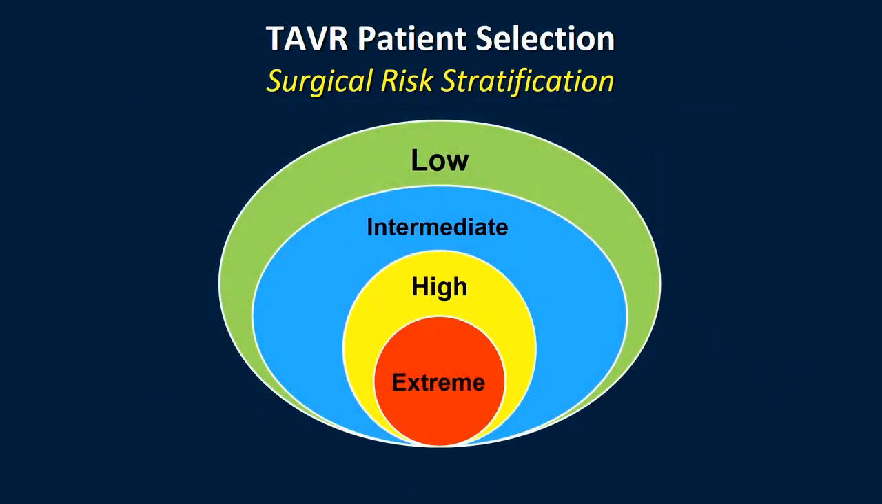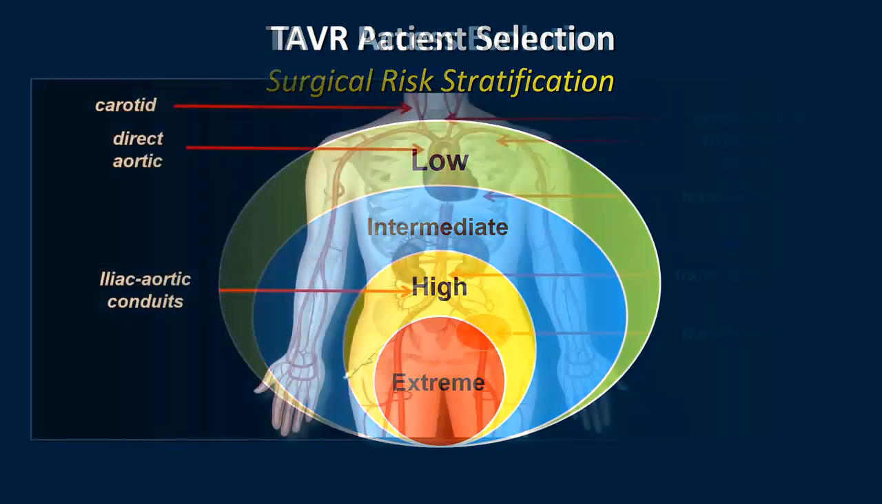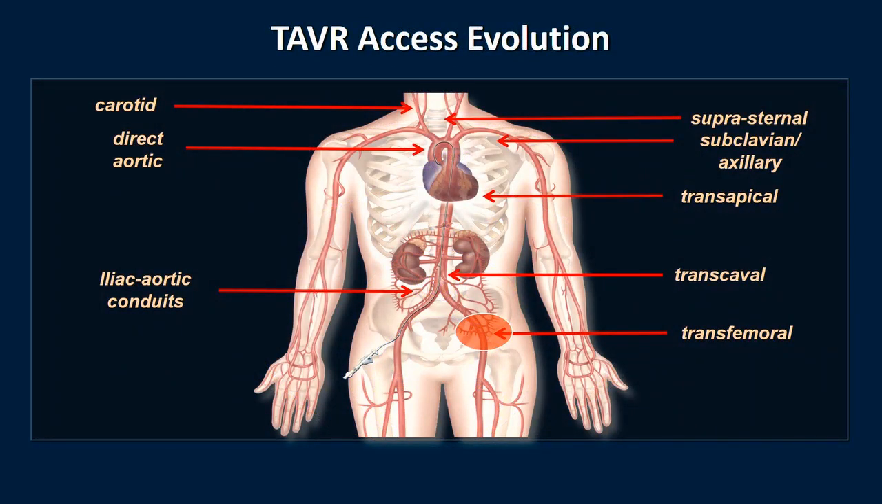We identify different risk stratification from the extreme, which is the small bubble here, all the way to the low risk, which is actually the largest population that requires replacement. Now I'm going to go quickly through how imaging is really important for us, because we do have different access today.